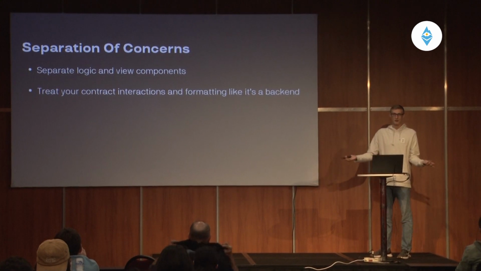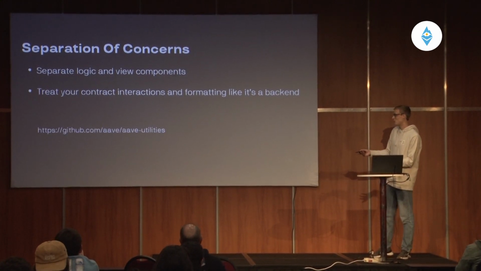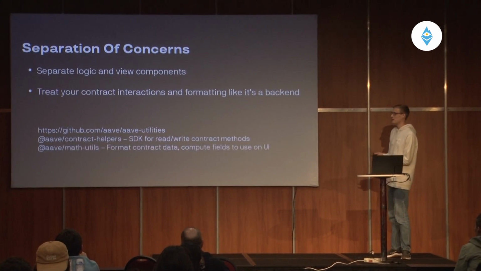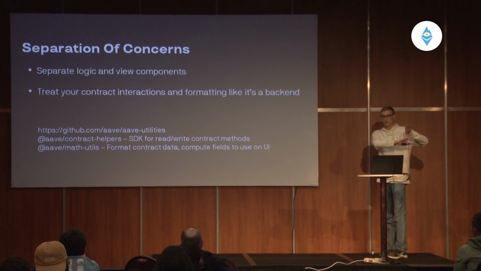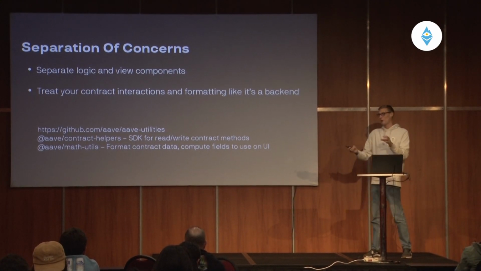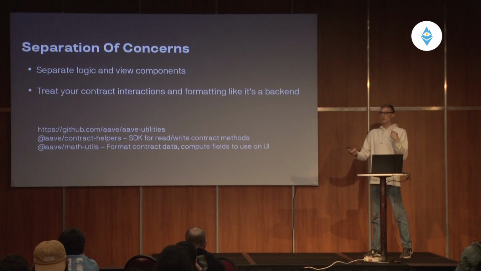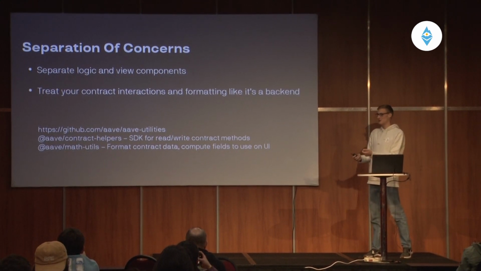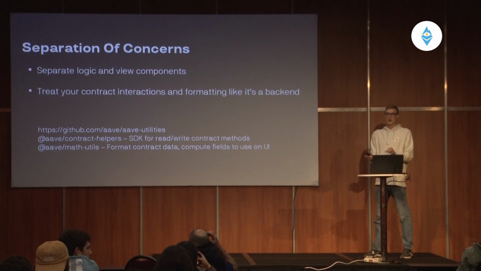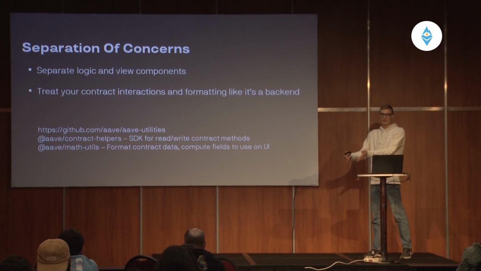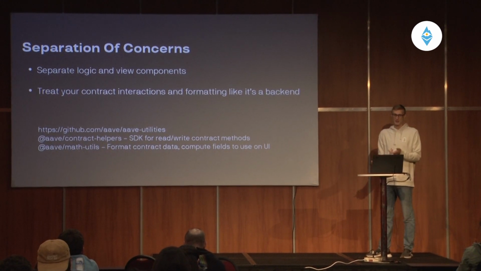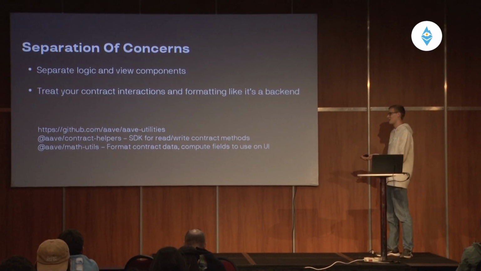So for example, on the Aave interface, we have this library called Aave Utilities. Basically what we've done is create two separate packages, which is the SDK for reading and writing contracts. So when we fetch data, or build that supply transaction or that borrow transaction, every single piece of code for those methods is not even stored inside the front end. It's in this external package. And the Math Utils library is a completely separate package for formatting this data.